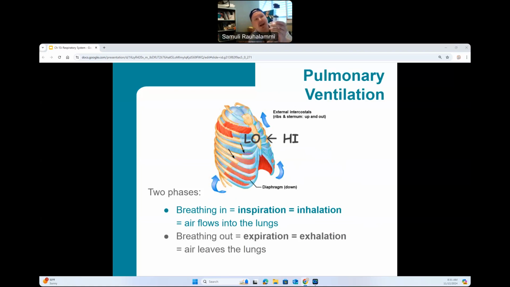So let's have a look at what happens when I make this simulated thoracic cavity bigger. This lever that I'm pulling would be a good analog to the diaphragm muscle. As I make it bigger, air is flowing in, as you can see by the balloon inflating. So we make our chest cavity bigger, and air flows in.